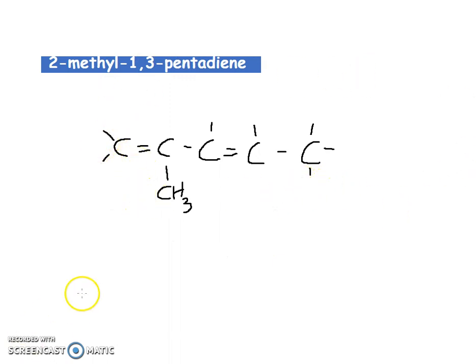So as a carbon skeleton, how this would look would be 1, 2, 3, 4, 5, right? On carbon 1, there is a double bond, and on carbon 3, 1, 2, 3, there is a double bond. And on the second carbon, there is a methyl group. Okay, that means exactly the same thing.